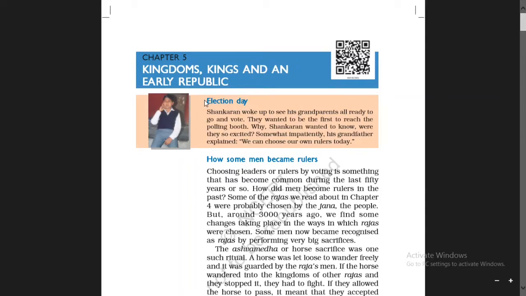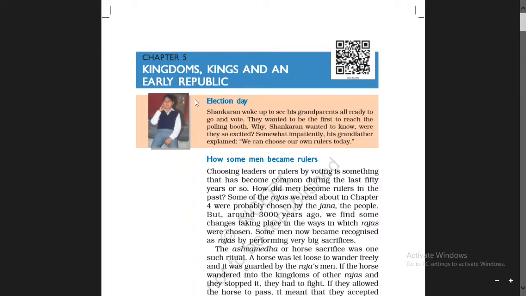Kingdoms means countries which are ruled by kings or queens, and an early republic marks the era when English colonies were once ruled and the young nation was established, that is from 1780 to 1830.